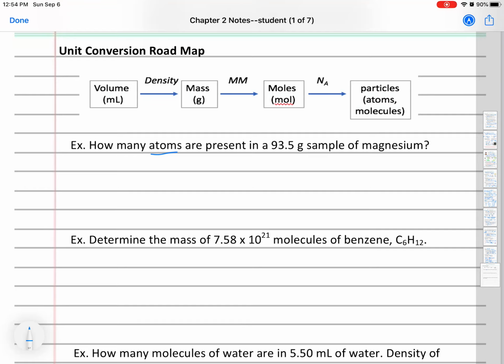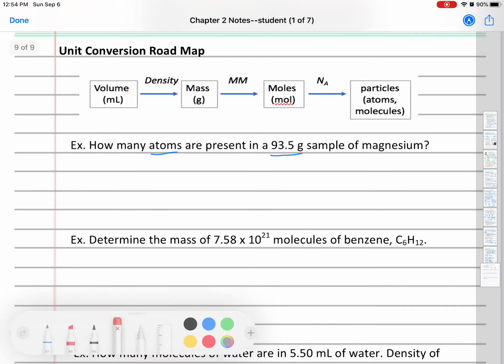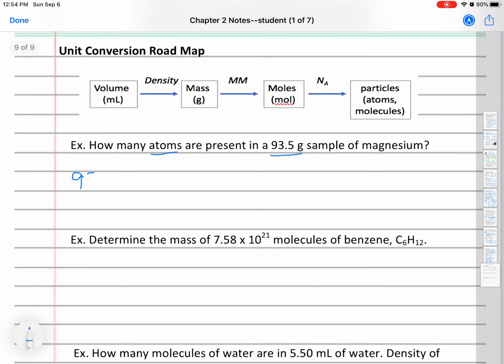The first one: how many atoms are present in a 93.5-gram sample of magnesium? So the number we're starting with is 93.5 grams of magnesium. I like to write that so I know what I'm talking about. The only way that I can go from grams to something else, I could go from grams to volume using density. That doesn't make sense. So I'm going to go from grams to moles, and I can do that using the molar mass. I want grams down here and moles up here.